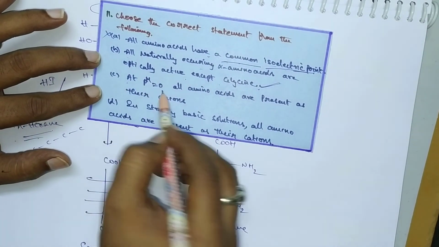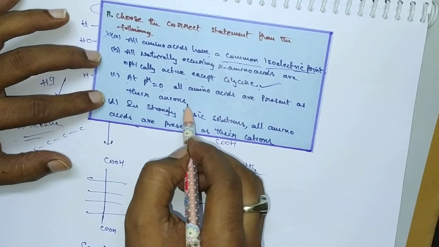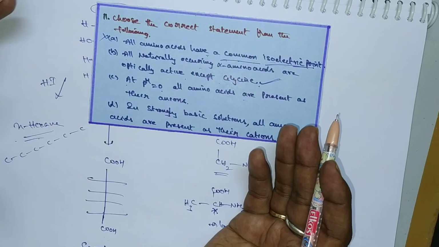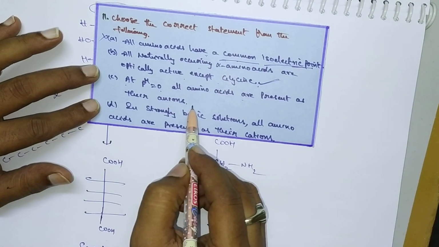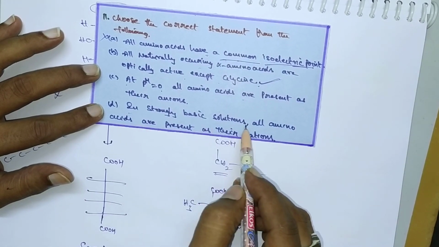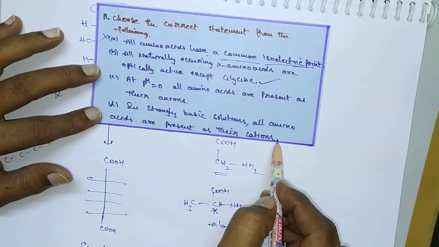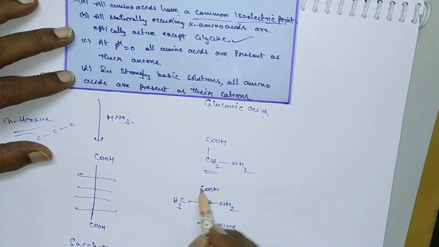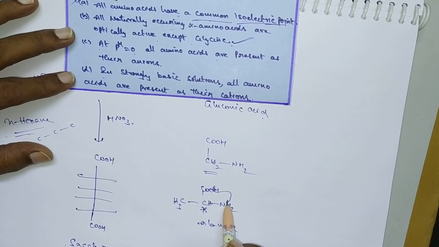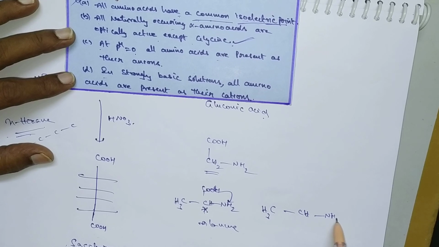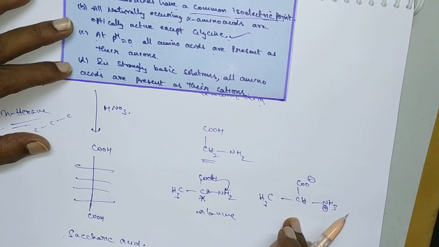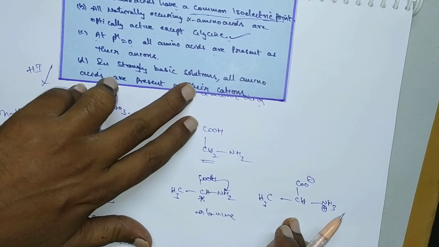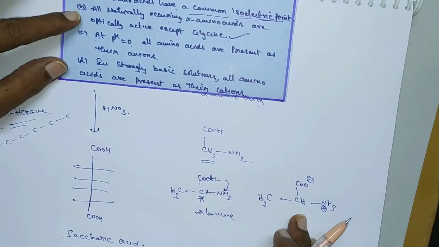And at pH 0, all amino acids are present as their anions. pH 0 means it does not behave as either acidic amino acid or basic amino acid. So this is not correct. In strongly basic solution, all amino acids are present as cations. In strongly basic solution, generally amino acid exists as zwitterion. Here this H plus goes to this nitrogen, then it becomes CH3, CH, NH3 plus and COO minus. So this is called zwitterion nature.